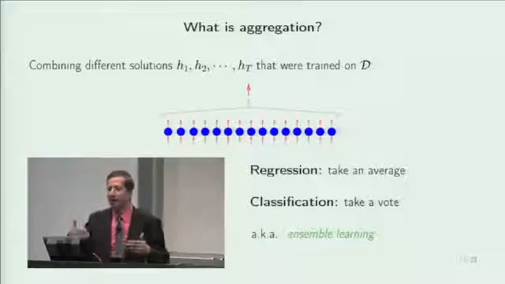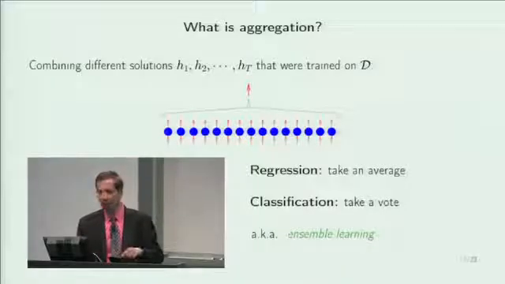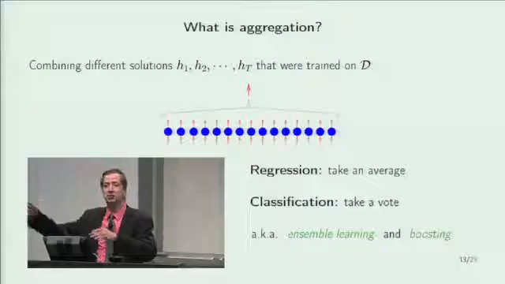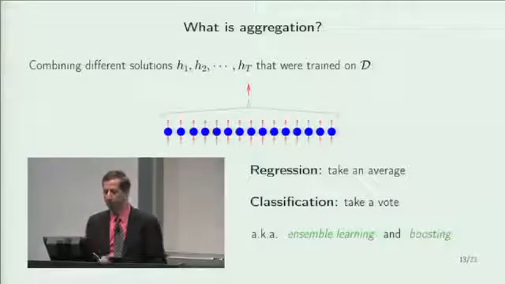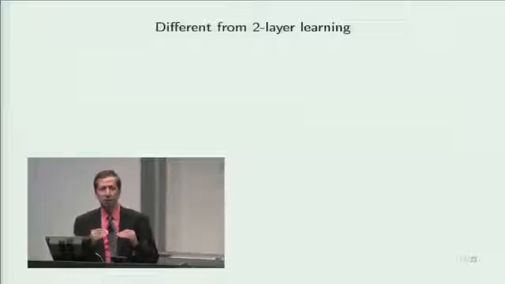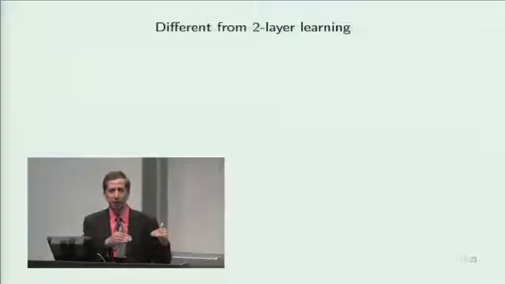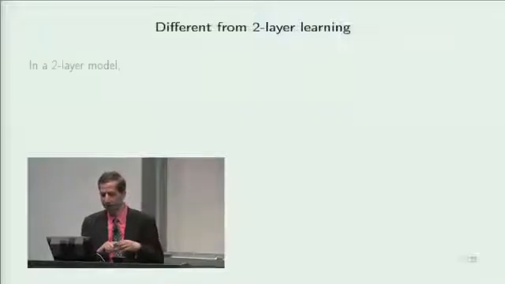Now, there are many names for aggregation. You can see it as ensemble learning. Boosting is definitely one of them. Mixture of experts is another. There are lots of methods that belong to that category. Now, let me make the point that it is different to do aggregation than to just do two-layer learning. What do I mean by that?